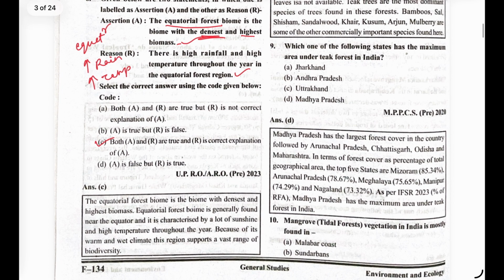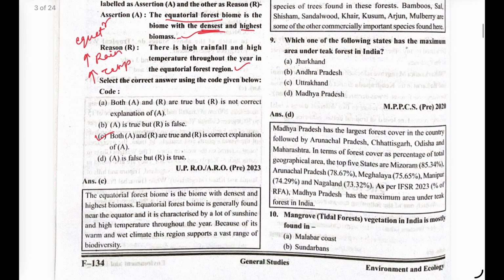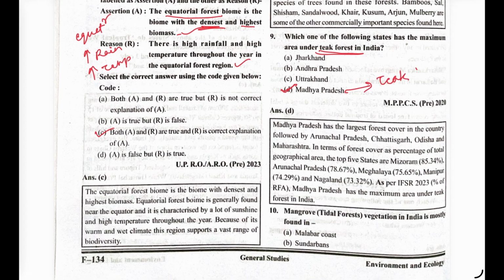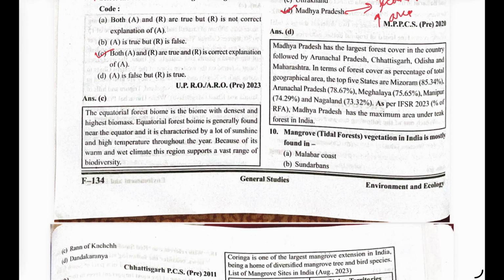Next one is, which one of the following states has the maximum area under teak forest in India? Teak forest in India is a maximum area. Which one of the states? That is the Madhya Pradesh. Madhya Pradesh has the highest area of teak plant. So you can see that first one is the Madhya Pradesh, followed by Arunachal Pradesh.